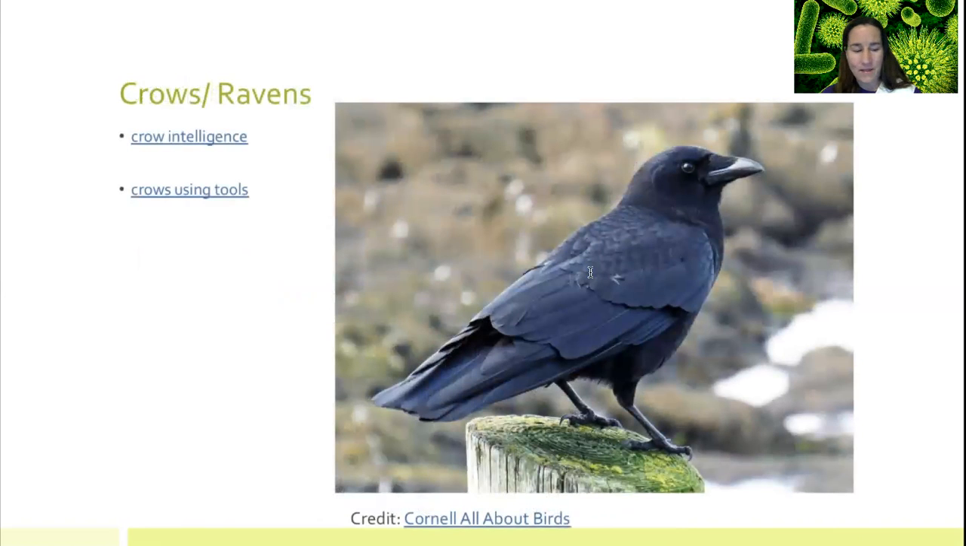Other birds that are notable, crows and ravens. I want to say we mentioned this back when we talked about animal behavior, but these guys are wicked smart. They can solve problems. They will find things that they like and collect them. And if they can't get a hold of them, they will figure out a way to try and collect the thing that they want and get what they want.